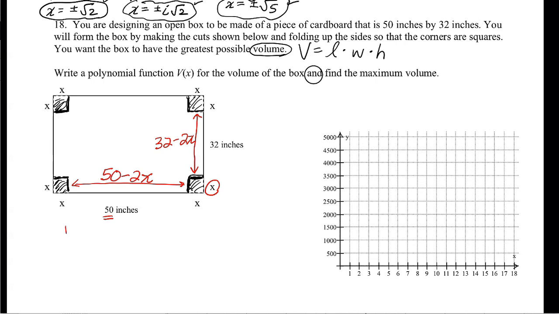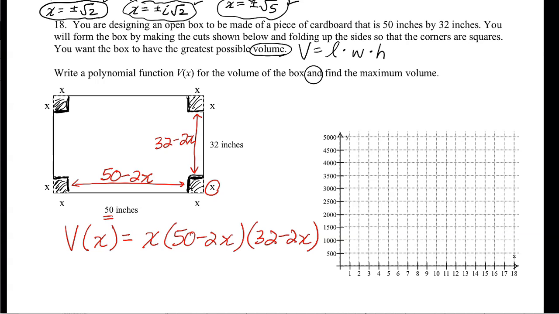So if we wanted to find the volume of the box, the volume with respect to how big our x cut is, we would have x height, we'd have 50 minus 2x as one of the dimensions, and then 32 minus 2x as the other dimension of the box. So this is our volume formula for the box. Now we could multiply that all out, but what I'd like to do is something different.